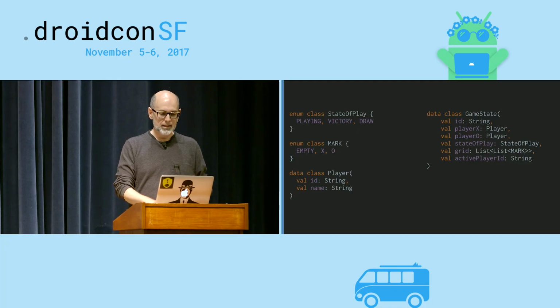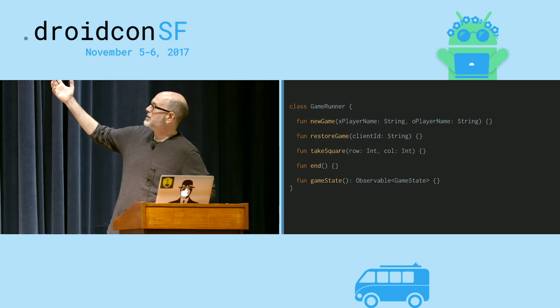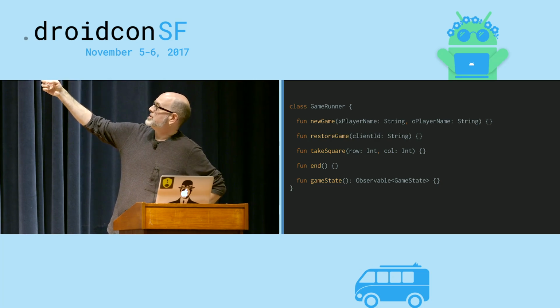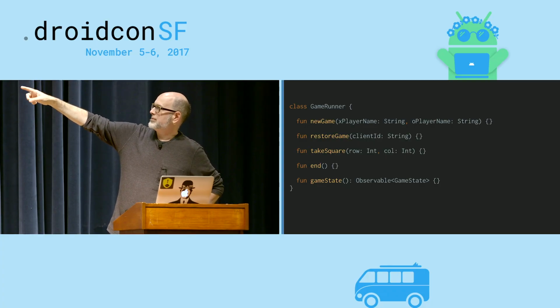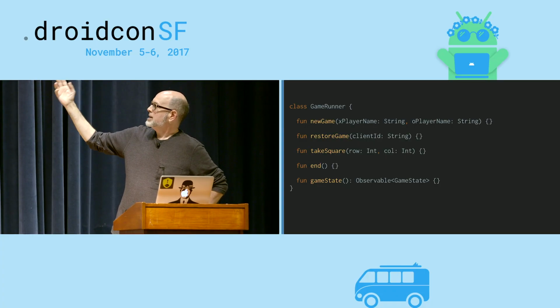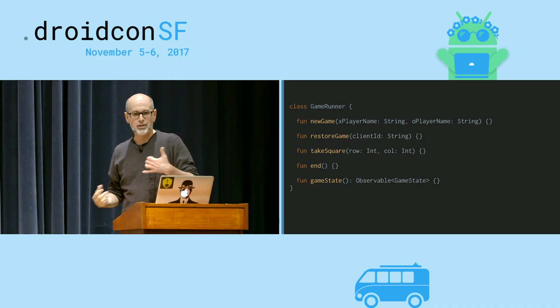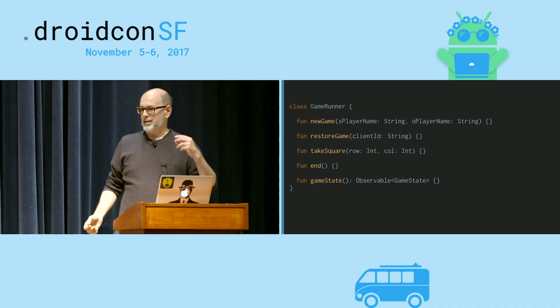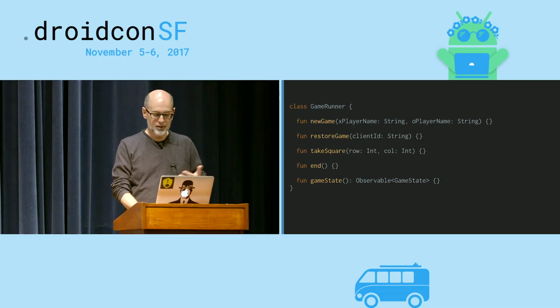a game session. The API for the brick itself, the game runner, could look something like this, where I've got functions to either start a new game, given a couple of player names, or to restore a game. I've got a function to take a square when the appropriate thing happens, and I've got a function to quit the game early if I want to. And in order to actually render the game, I've got a single way to get state out of it. This one game state observable that I subscribe to, it gives me the initial state, and it gives me the updates. That's all of the traffic that I can do in or out of this thing.